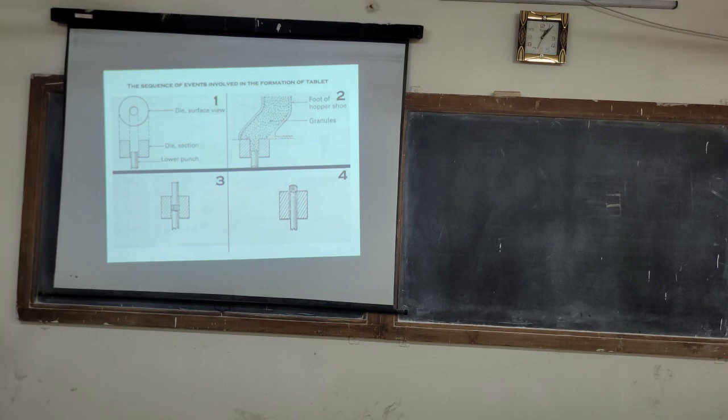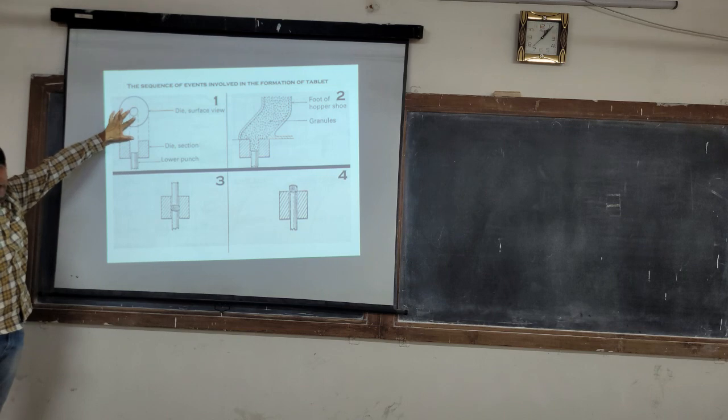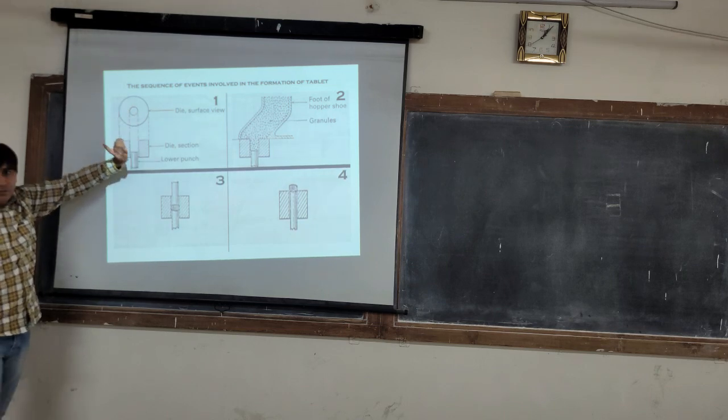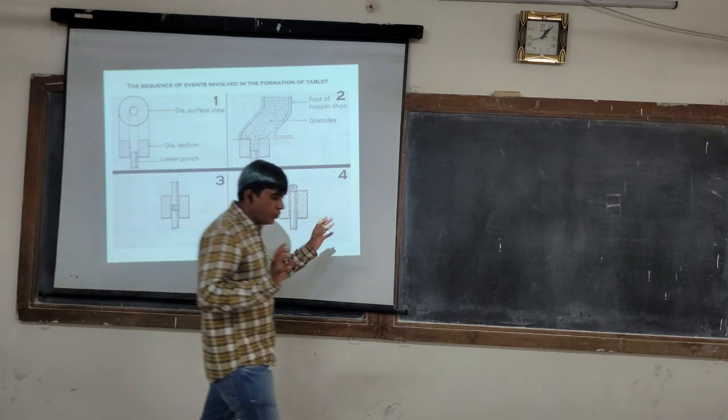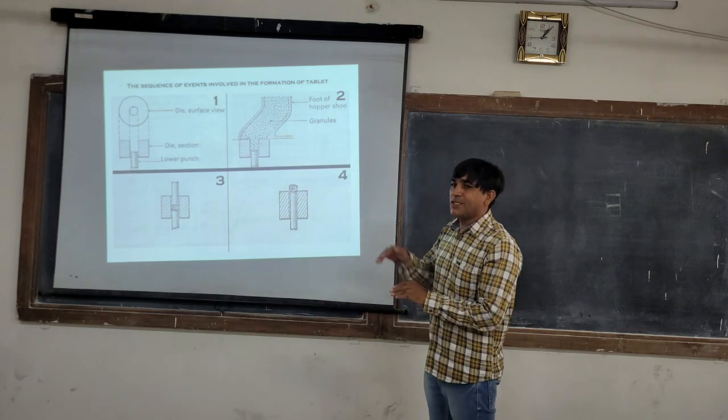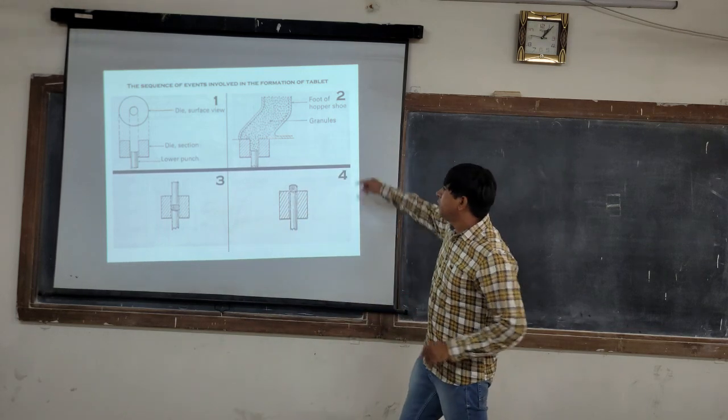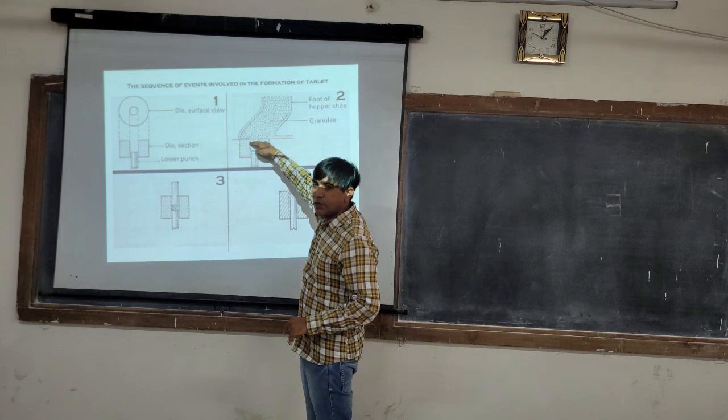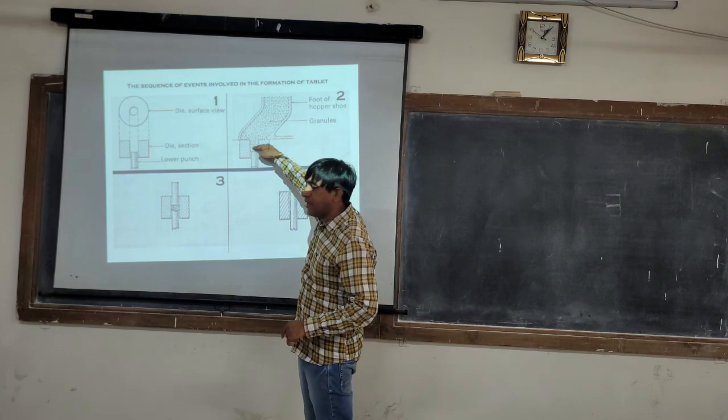So this is a sequence of events. First is the die surface view. It's a top view of the die surface. The hopper shoe is called a shoe because it has the shape of a shoe. It travels and moves above the die cavity, so it fills the die cavity.